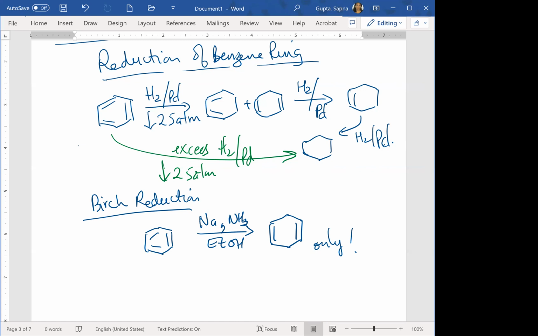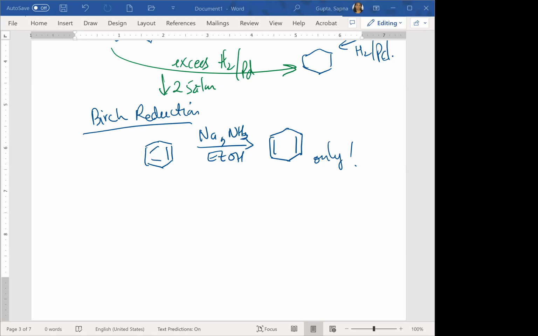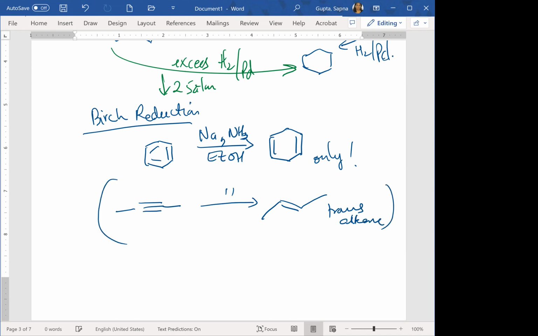So take benzene, treat it with sodium or lithium, ammonia, and ethanol. Perfect. So you did this one, same reagent, and you were able to make a trans alkene. So this is an old reagent, that's why it's okay for us to talk about this, because it's not a new reagent I'm teaching you. I don't think any of the reagents we've done so far is new. It's just that you're applying them in a different way.